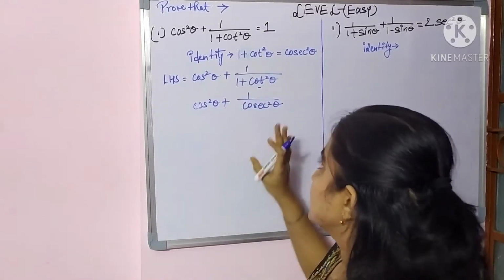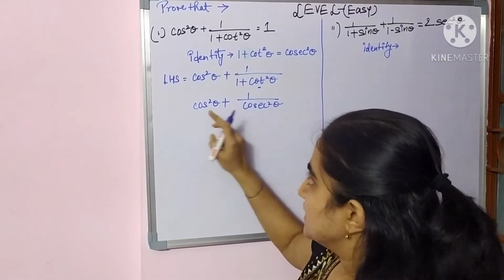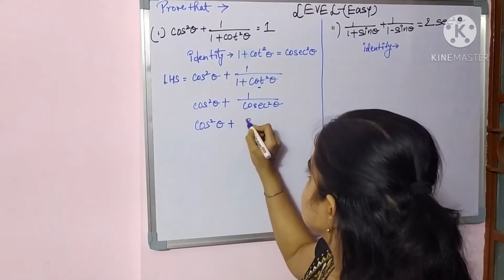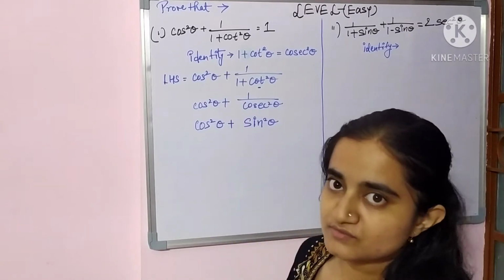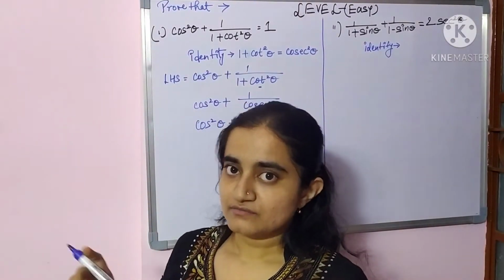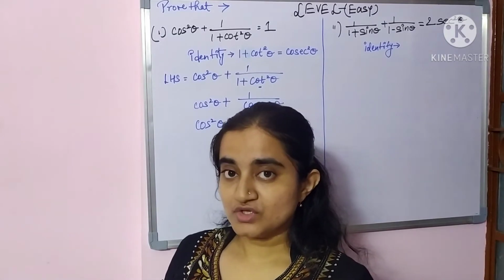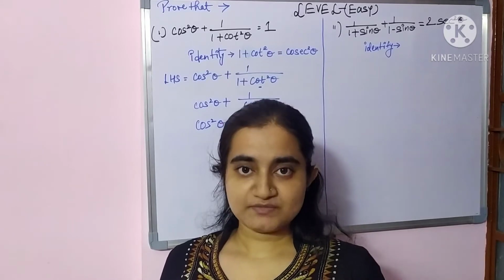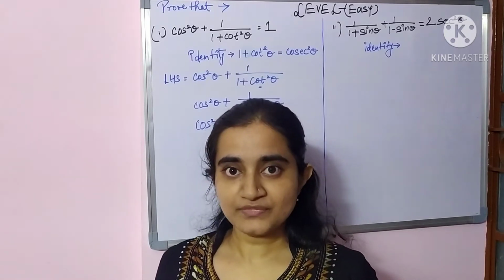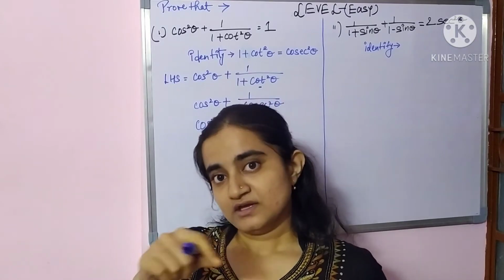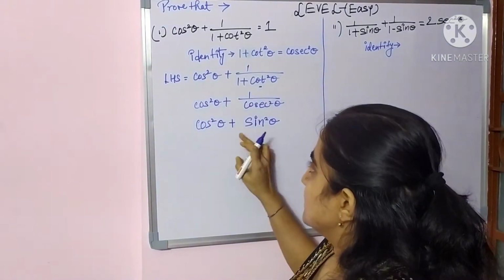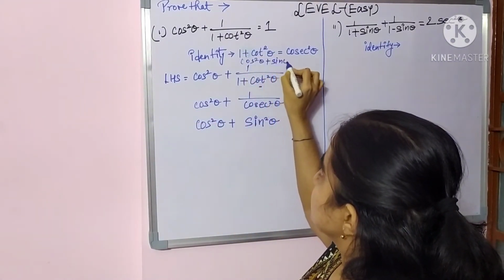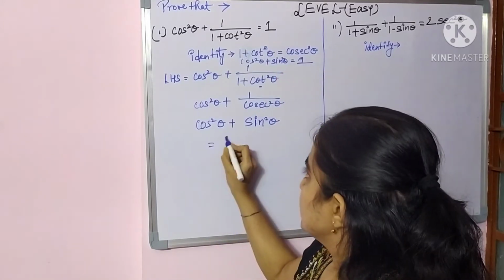Now, cos square theta plus 1 upon cosec square theta. What we will do in the next step is very easy. This is 1 upon cosec square theta, and this is cos square theta, which will remain as it is. And 1 upon cosec square theta is sine square theta. Why? Because sine theta equals 1 upon cosec theta from the trigonometric ratios chapter. If you have any doubt, you can go through the trigonometric ratio series which I have already uploaded. Go to the playlist section in my channel and you can easily differentiate among these series. Cos square theta plus sine square theta, again there is an identity: cos square theta plus sine square theta equals 1. So we will get 1.